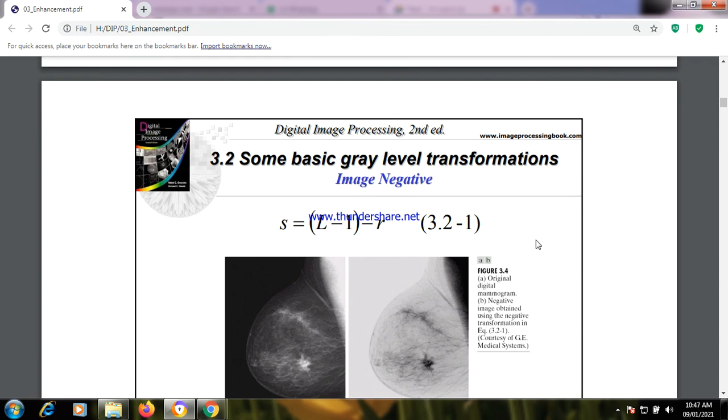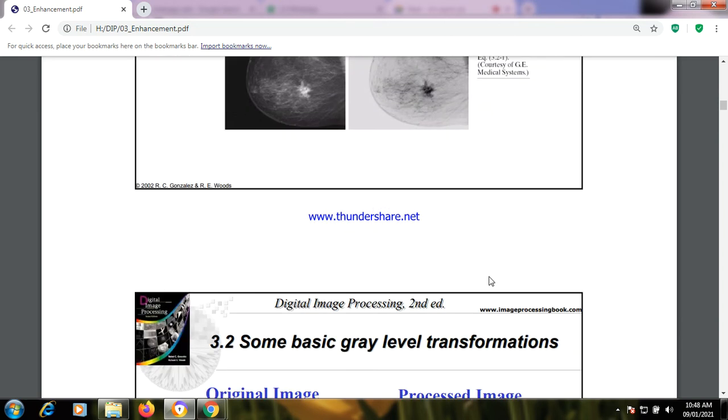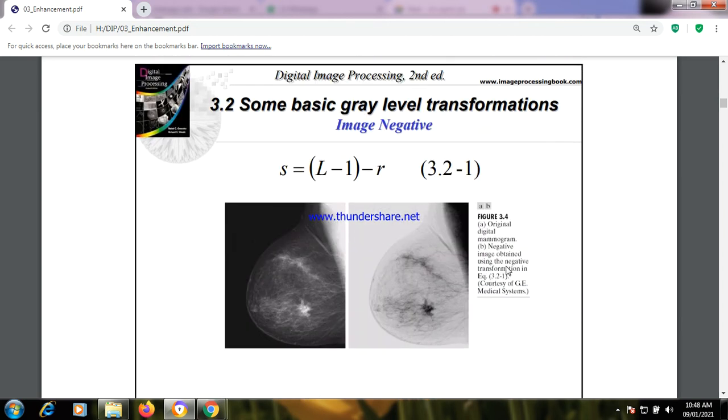Right? So why it is required is, say this is figure A and figure B. Figure A indicates the original digital mammogram, right? Then B indicates the negative image obtained using the negative transformation using this equation, right? So you can identify the information in a better way compared to the previous image, right? So that is about image negative.